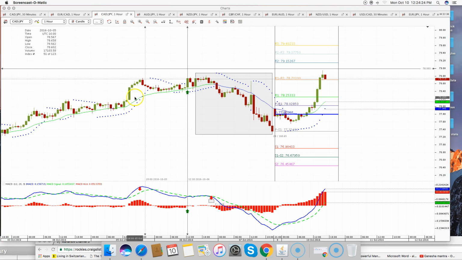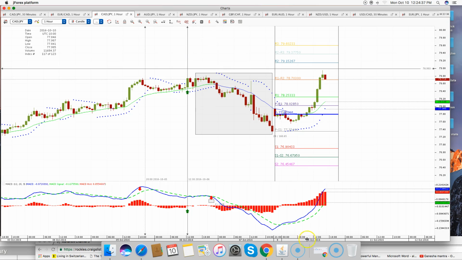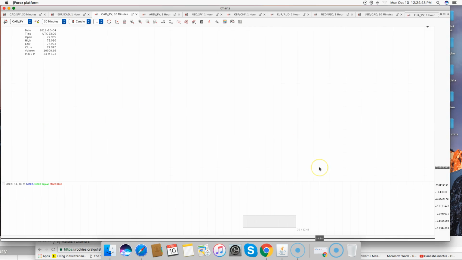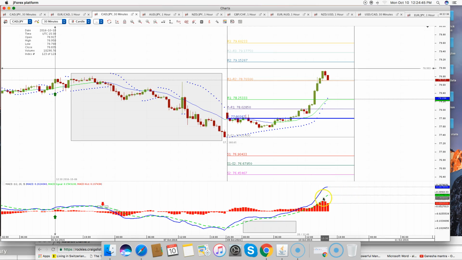It's a really excellent example on CAD Yen. Friday sell-off and then Monday's retracement. Price breaking above the central pivot point, above the 21 moving average line, MACD lines crossing to the upside. And this is on the 1 hour chart. I haven't even looked at the 30 for a better entry.